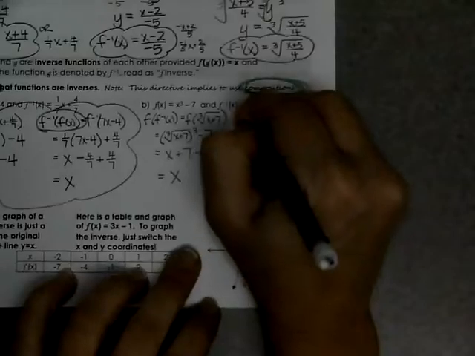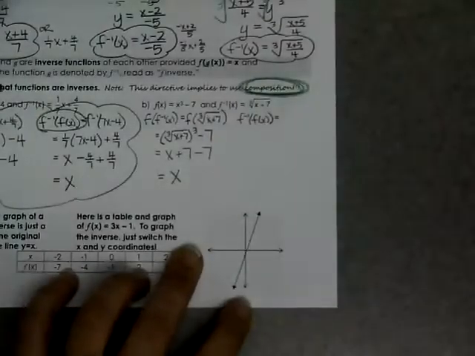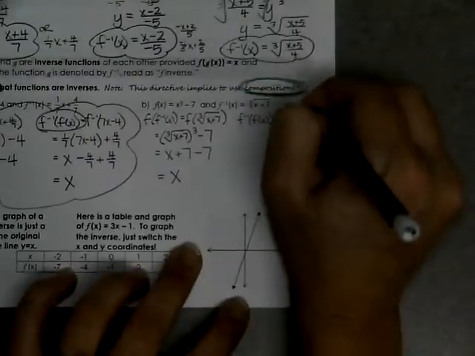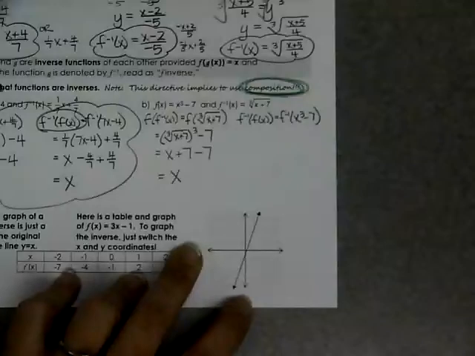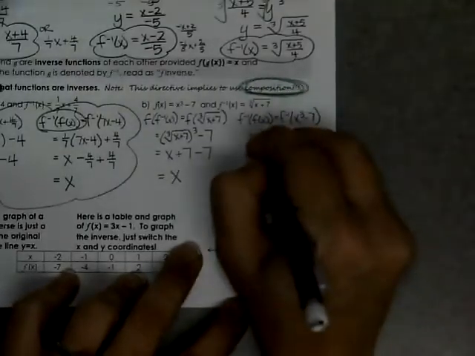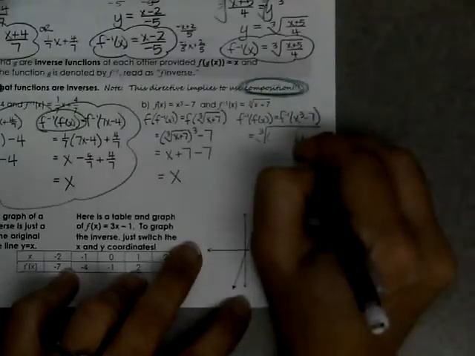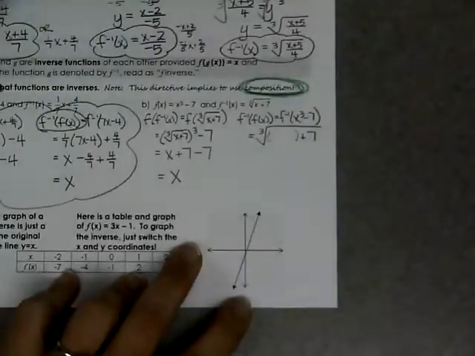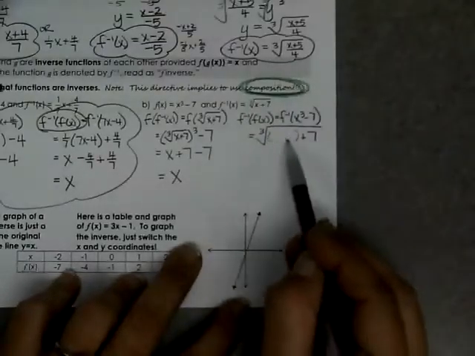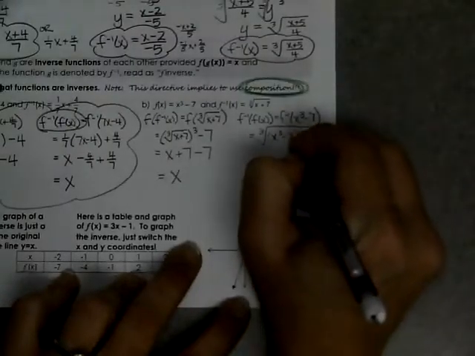So now I need to find f inverse of f of x. That means I want f inverse of x cubed minus 7. The rule for f inverse is I'm going to take the cube root of something and add 7. So that something is the x cubed minus 7.